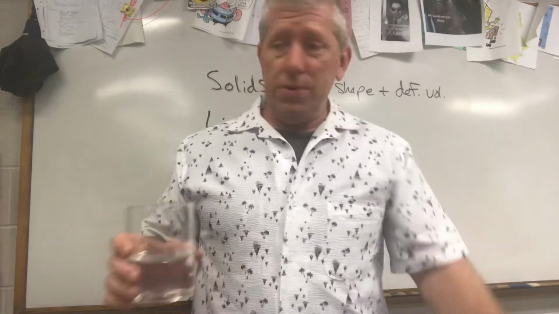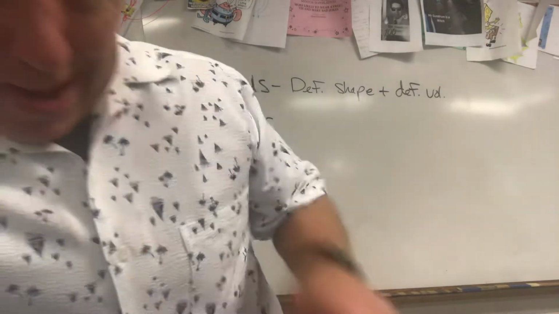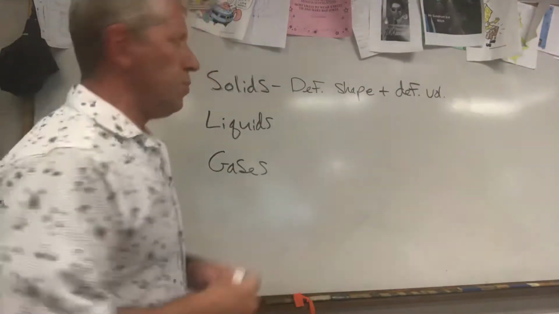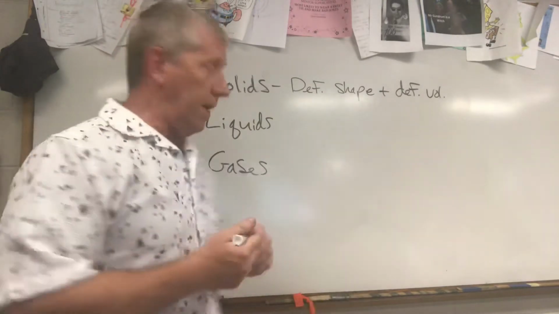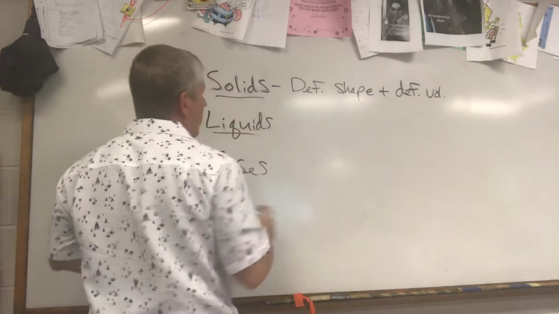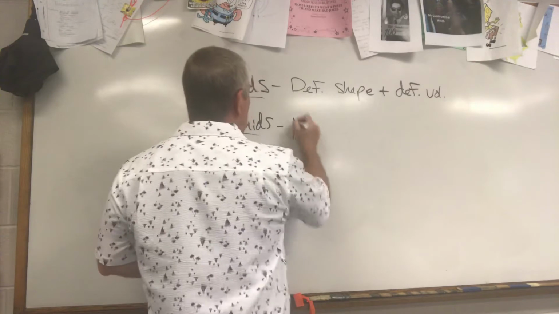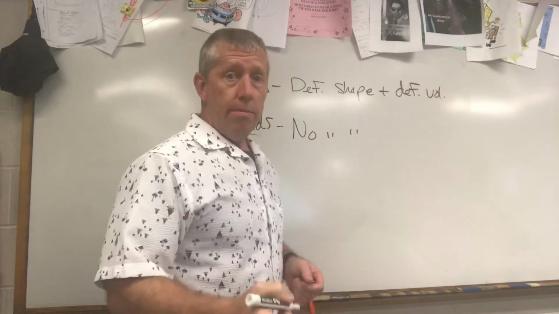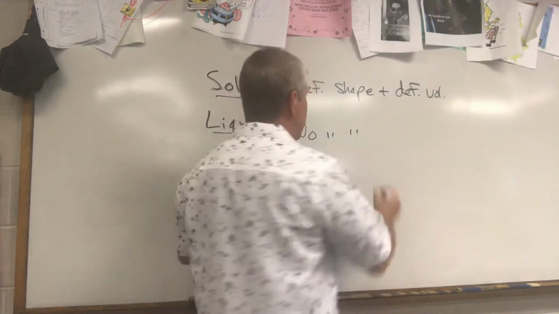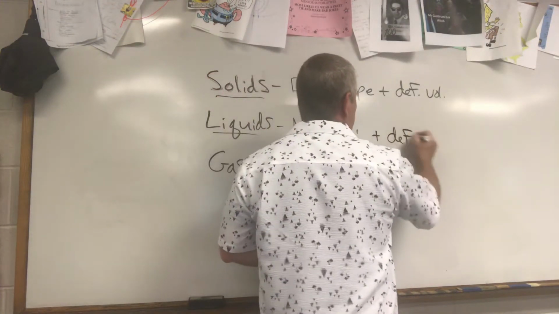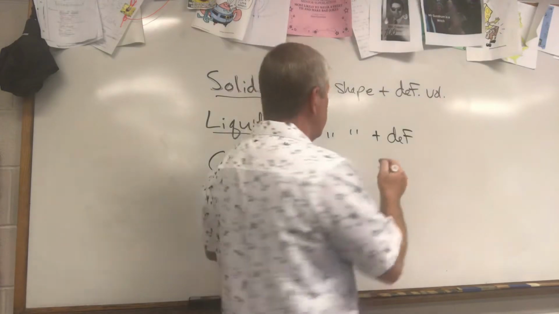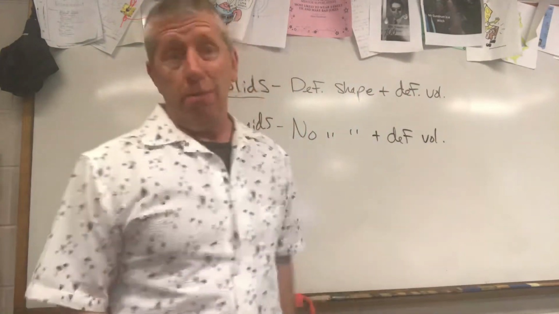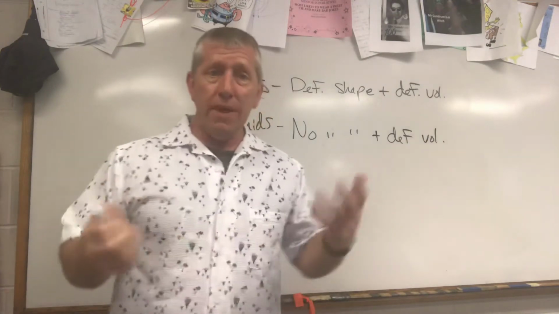So what do liquids do? They take the shape of their container. Okay, yeah, you know this. We're just reviewing it, so I call it a review. So liquids have no definite shape, but they do have a definite volume. Certainly, if I took that liquid, which was about 300 milliliters, and poured it into a graduated cylinder, it would still be 300 milliliters, so it's a definite volume.